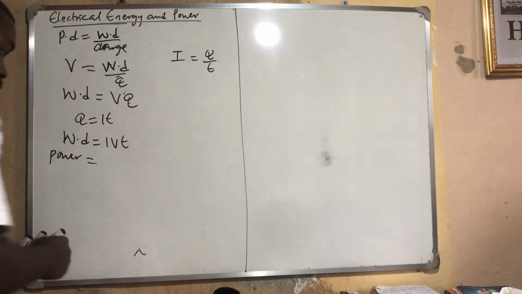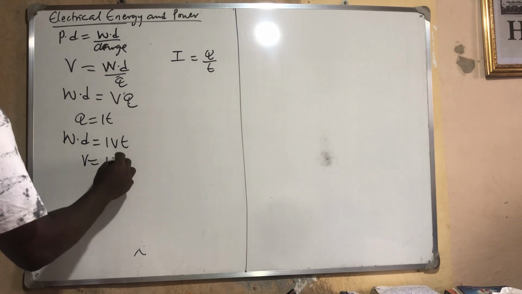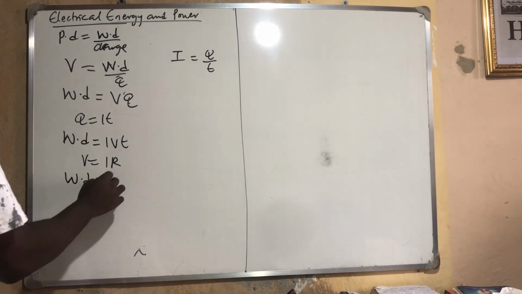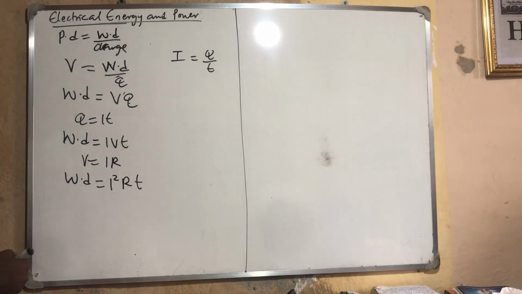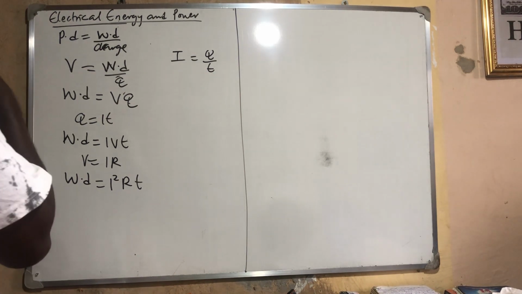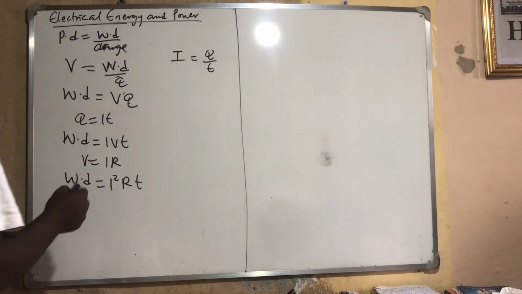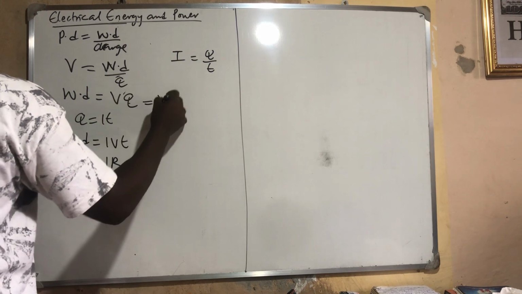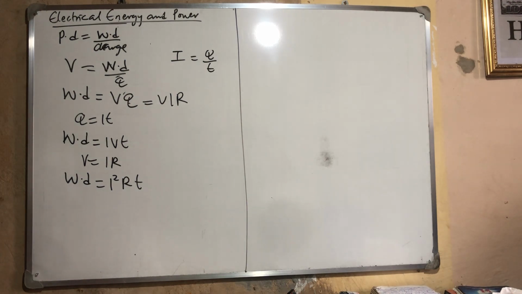But do you remember that V is equal to IR? If V is equal to IR, I'm going to have that my work done is equal to I squared RT. And that is for work done. Another way is, if V is equal to IR, then work done is V squared over R times T. That is another formula for work done.